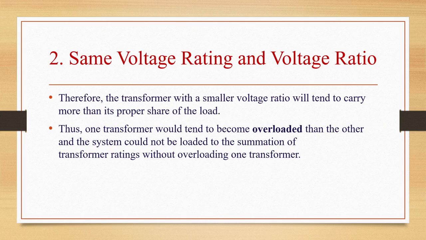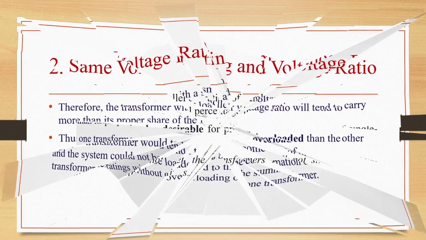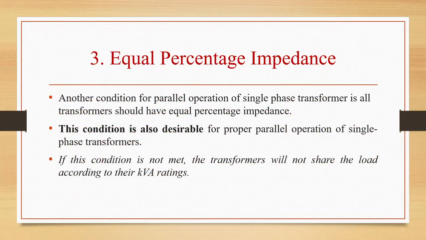Therefore, a transformer with a smaller voltage ratio will tend to carry more than its proper share of the load. One transformer would tend to become overloaded compared to the other, and the system could not be loaded to the summation of transformer ratings without overloading one transformer. So it is very important to keep the voltage rating and voltage ratio the same.